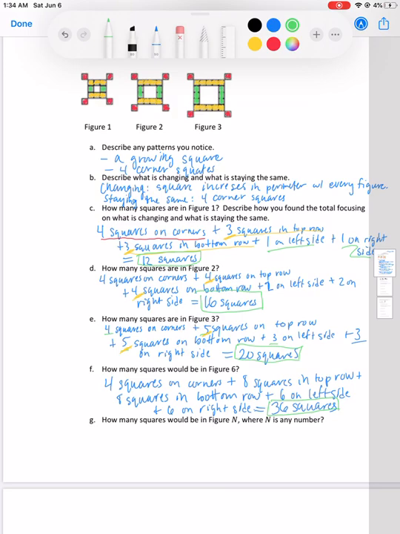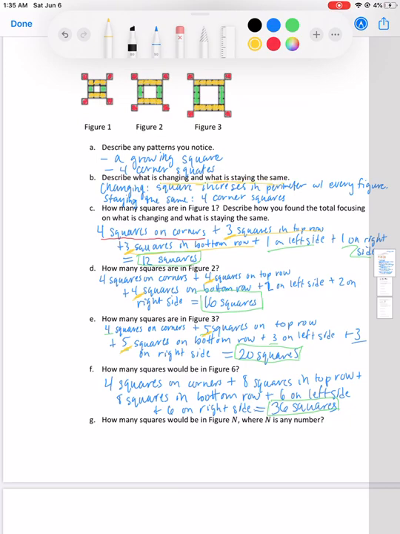Now we want to see how many squares are in figure n, where n is any number. And we're going to generalize it. The things that change will be with a variable, because variables change, they express change. Things that stay the same will be constant, so you can keep those as constant. And we're constantly asking ourselves what's changing, what's staying the same throughout this handout right here.